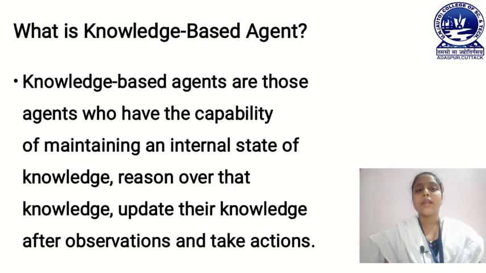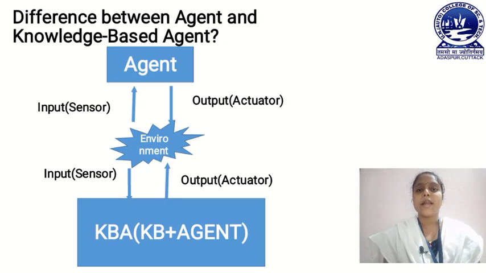Now, look at the difference between agent and knowledge-based agent. Here, in this diagram, the agent takes input from the environment through its sensor and acts upon that environment through its actuator. Now, when the agent performs some action on the environment, that action only depends upon the current input.